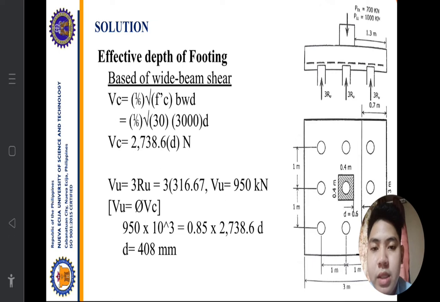Vu is equivalent to reduction factor times Vc. So, 950 times 10 raised to the third power is equivalent to 0.85 times 2,738.6 d. Proceeding, we are going to get a value of d equivalent to 408 mm.